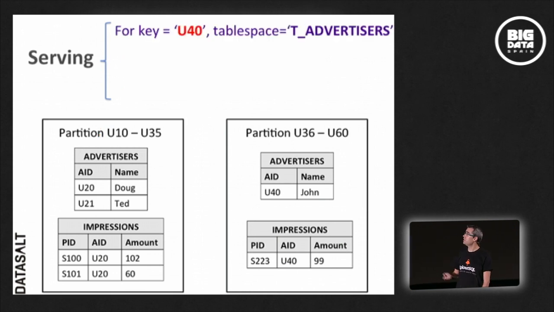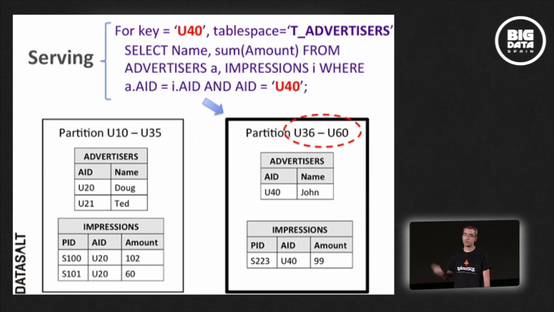So if instead you had used a key for getting data from the other range of users, then the query would have had to go to the second partition.